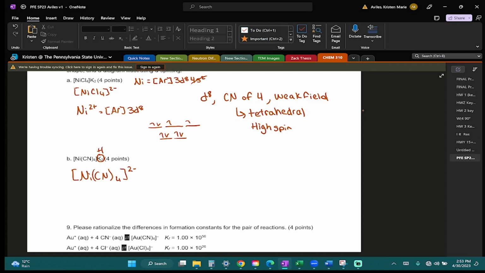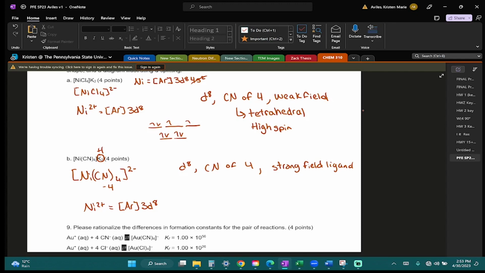Now, what's the charge of a cyanide ligand? -1. So what does my nickel need to be to get a -2 complex? +2. Wow, it's the same oxidation state. So we already know the d electron count. Now we just need to think about the structure of it. So we still have a coordination number of 4 and d8, but now we have a very strong field ligand. So what structure do you think this one's gonna take?